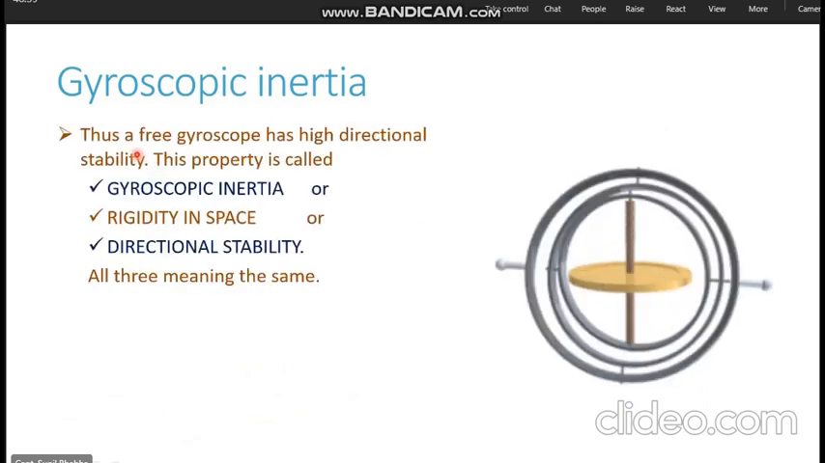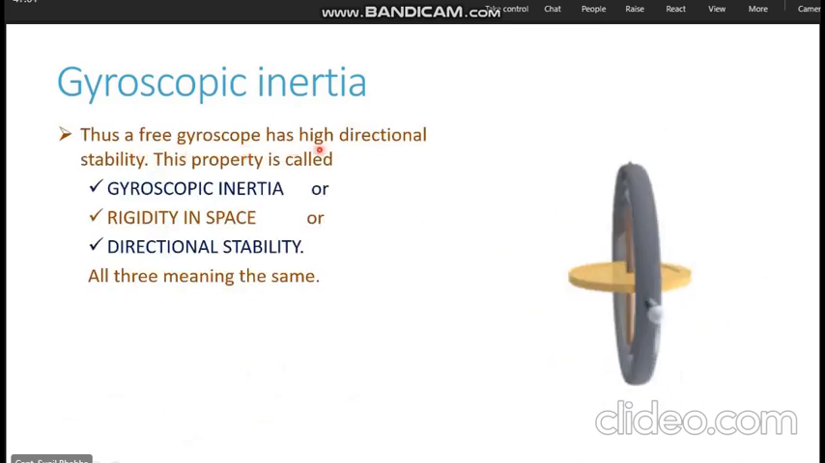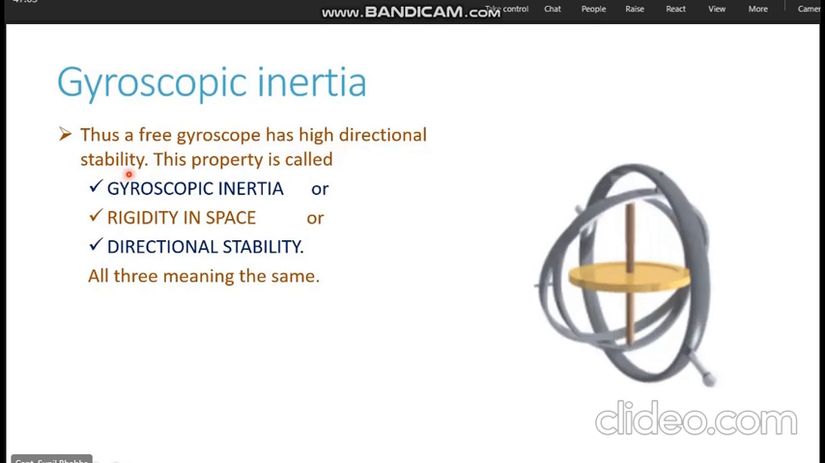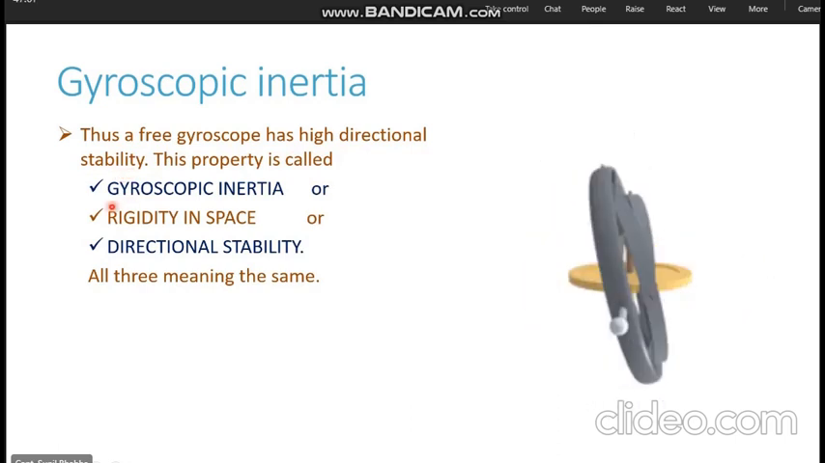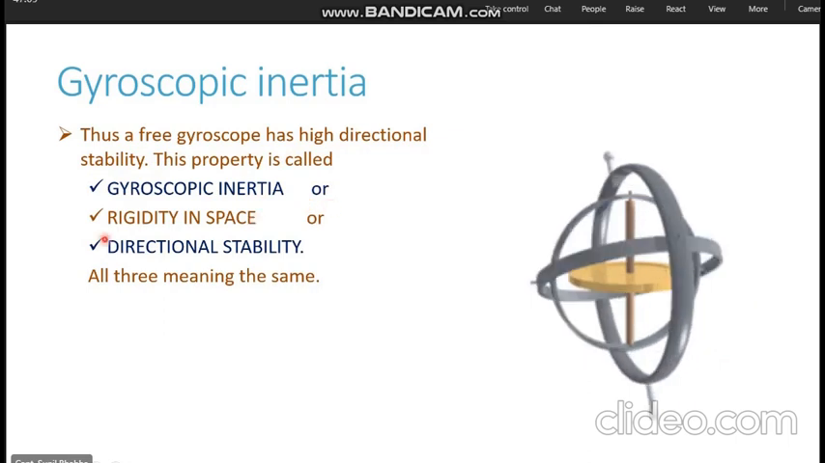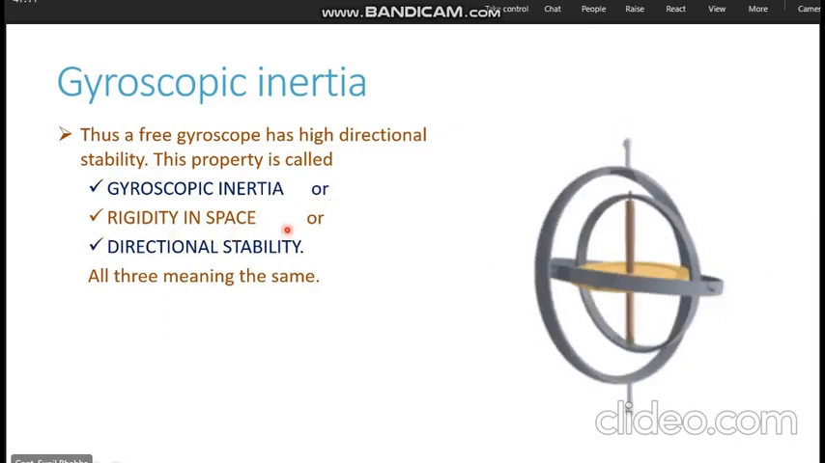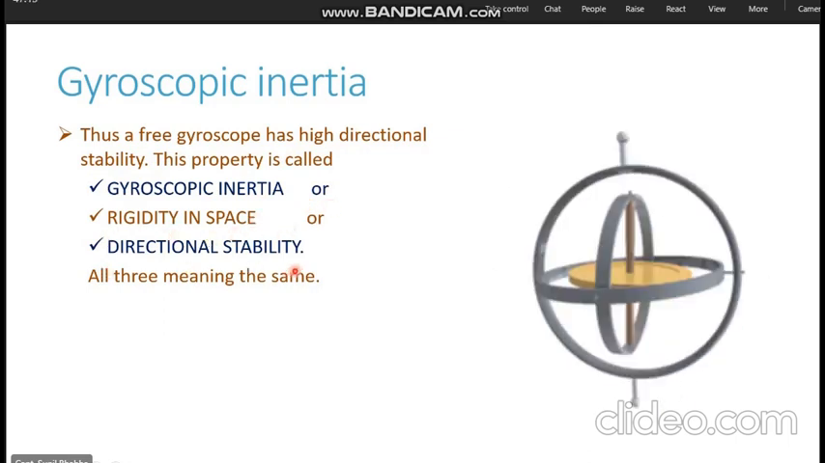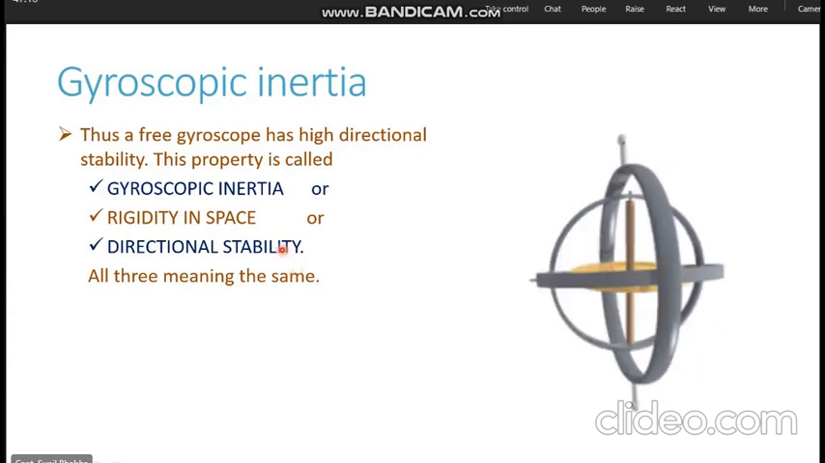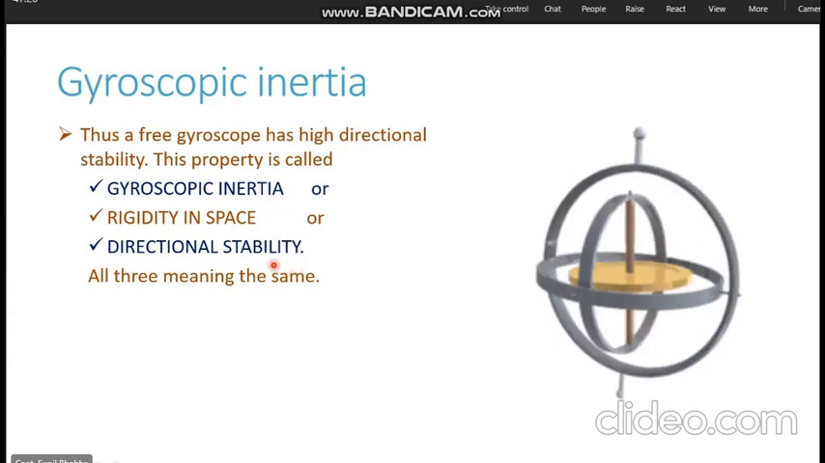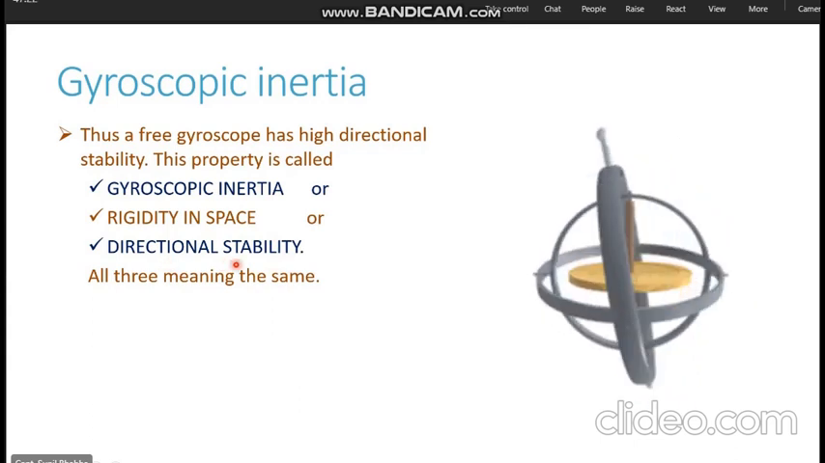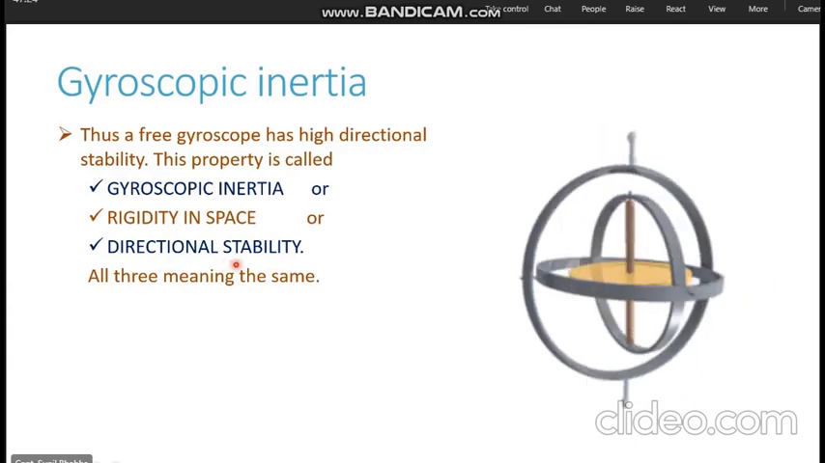You will see that an invisible resistive force appears. So thus we can say that a free gyroscope has high directional stability. This is known as gyroscopic inertia, rigidity in space, or directional stability. This property can be denoted by any of these terms: gyroscopic inertia, rigidity in space, or directional stability. All three of them mean the same thing.